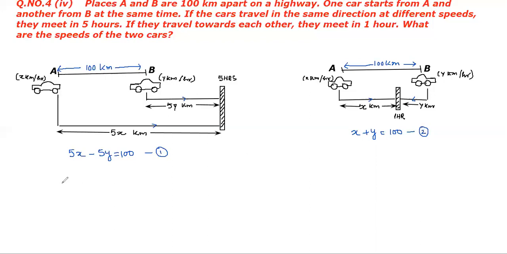Now look at the first equation once again, children. The whole equation is divisible by 5, so it is better to divide the whole equation by 5. It will be simplified: x minus y is equal to 20. So children, x plus y is equal to 100 and x minus y is equal to 20. Very simple equations you got.